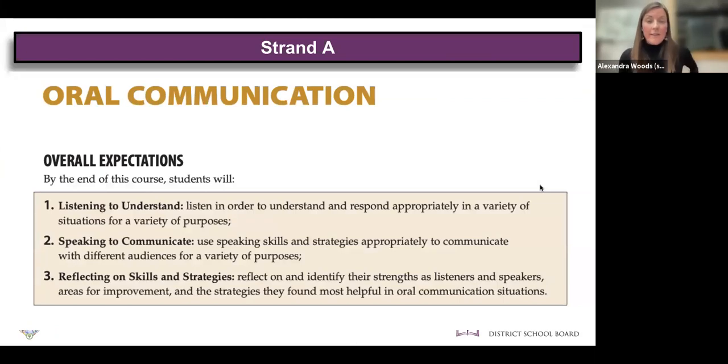So let's take a closer look at the oral communication strand. By the end of the course, students are expected to listen to understand, and that's listening in order to understand appropriately in a variety of situations for purposes, speaking to communicate, so using speaking skills and strategies for different audiences and purposes, and reflecting on skills and strategies. That's identifying their strengths as listeners and speakers and areas for improvement.